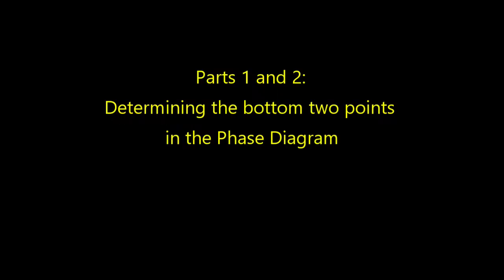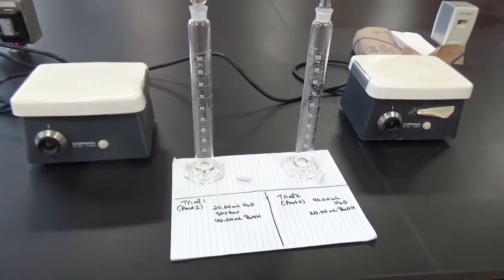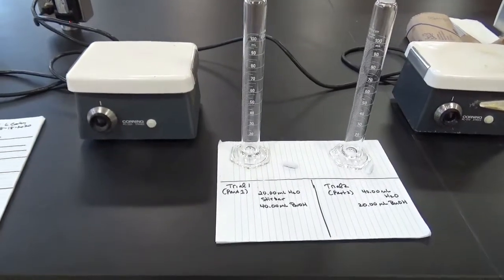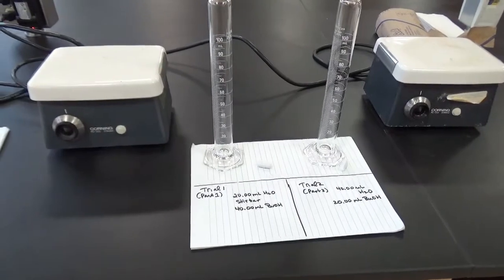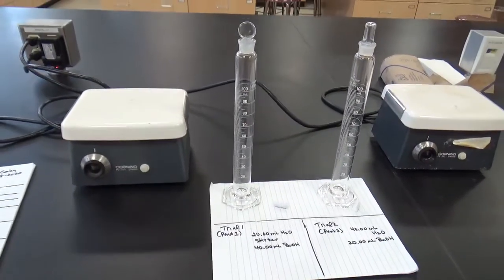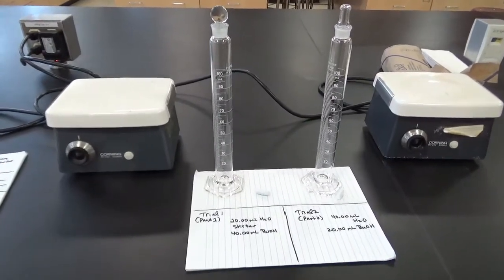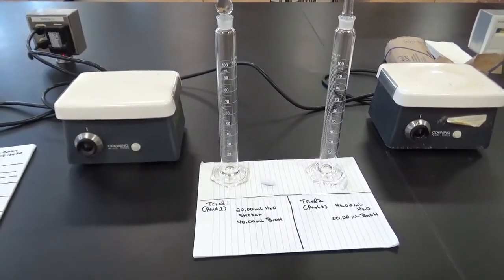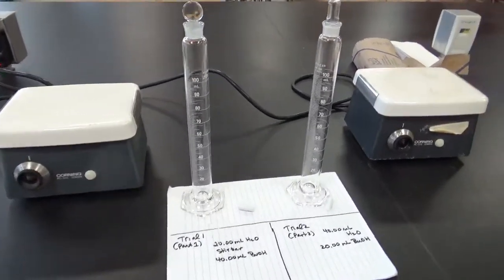All right, so we're ready to determine the bottom 2 points in the phase diagram. This is the setup for parts 1 and 2. We also call them trials 1 and 2. I don't know why we use both those terms. I probably should change it in the lab handout. What we're going to be doing here is investigating the bottom line of the phase diagram, which is the water and butanol mixtures only. We're not adding any acetic acid yet to this part.